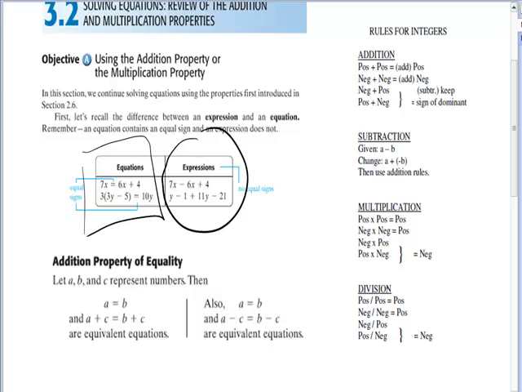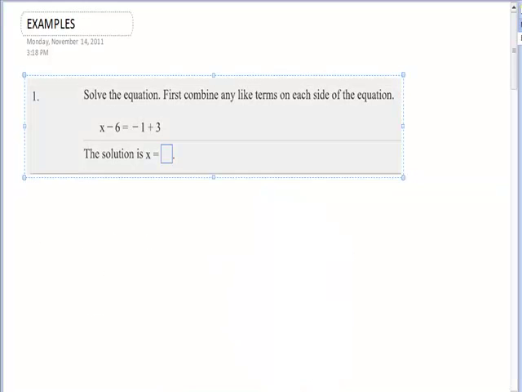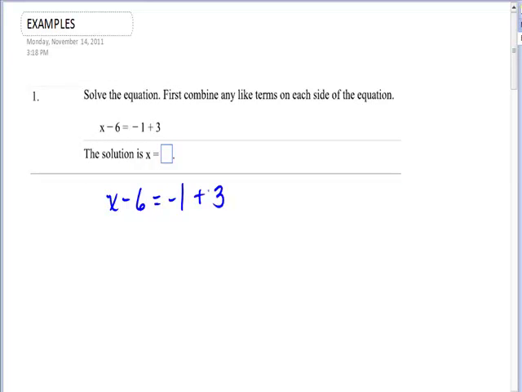Let's go ahead and solve equations. We'll be using both of our properties. I will probably give myself a little extra workspace in these. All right, the first one I'm going to solve, I think I'll use blue ink this time. I have x minus 6 is equal to negative 1 plus 3.